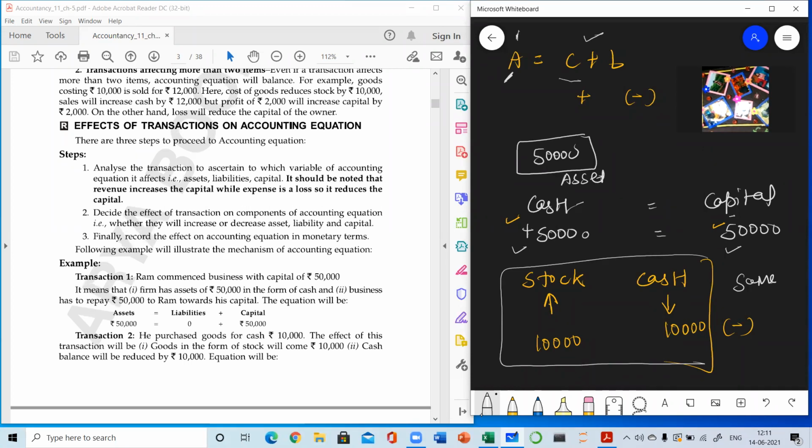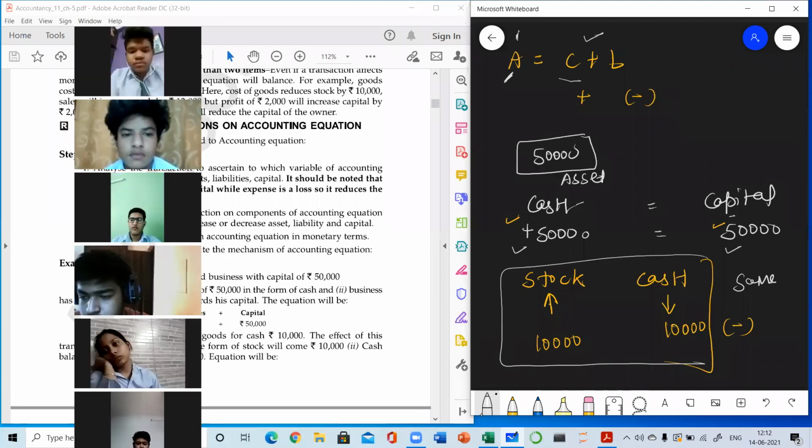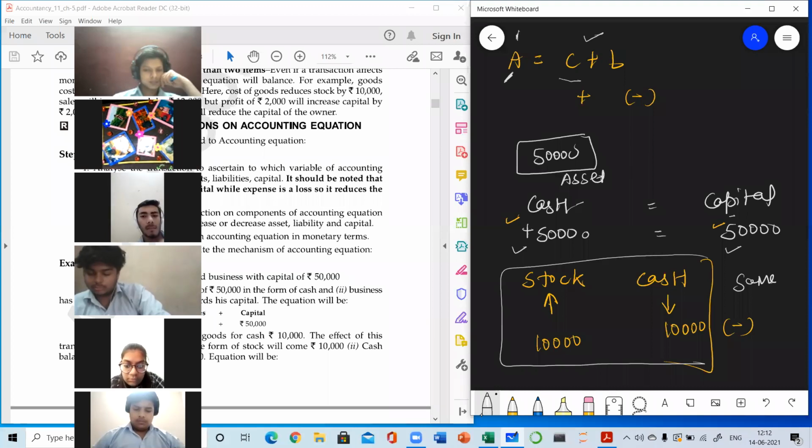Suppose the same transaction, goods purchased, but not in cash, in credit. Could you please tell me what will be the effect? Now the goods are purchased for 10,000, but you are not making on-the-spot payment. The goods are purchased in credit. Anyone, please tell me, raise your hands. Fast, I am waiting for your answer. Raise your hand, don't give me the answer in the chat box, please. I will be explaining.